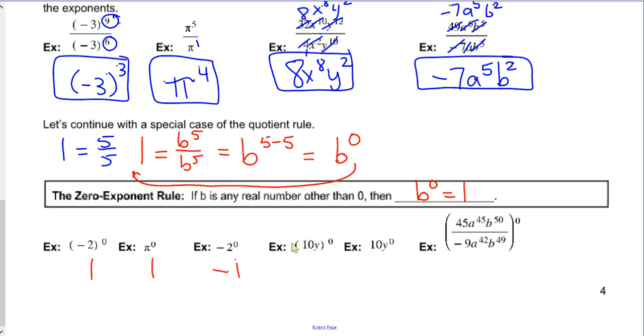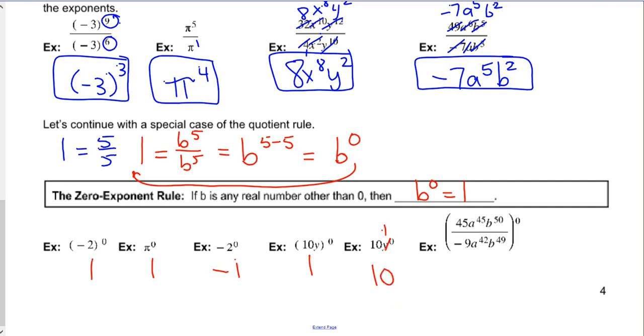Here I have everything to the 0 power. Anything to the 0 power is 1. But this example now only has a 0 on the y. There's no parentheses here. So just this piece right here is 1 that I'm timesing by that number out front. So technically this answer is going to be a 10.